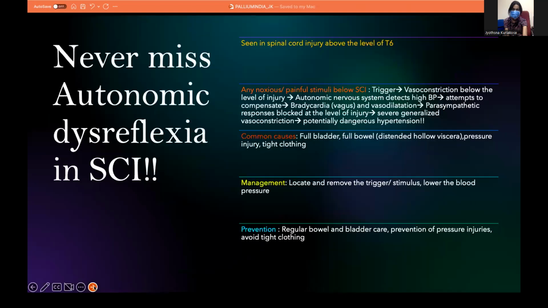So this is an emergency that we should never miss in a patient with a spinal cord injury or cord compression. This is especially seen in patients with spinal cord injury above the level of T6. So the main trigger is any noxious or painful stimulus below the level of injury. It can be a full bladder, a full bowel, any distended hollow viscera. It can be even a pressure sore or tight clothing.